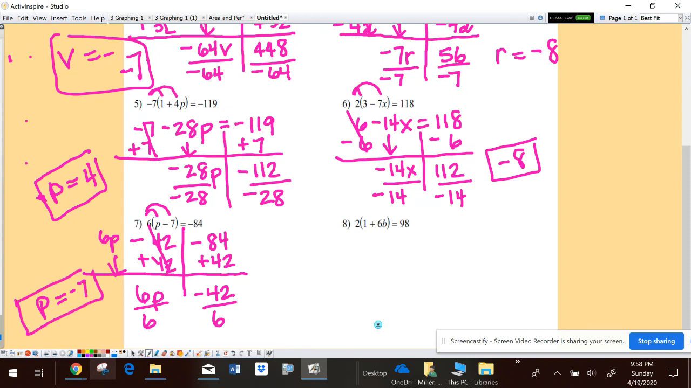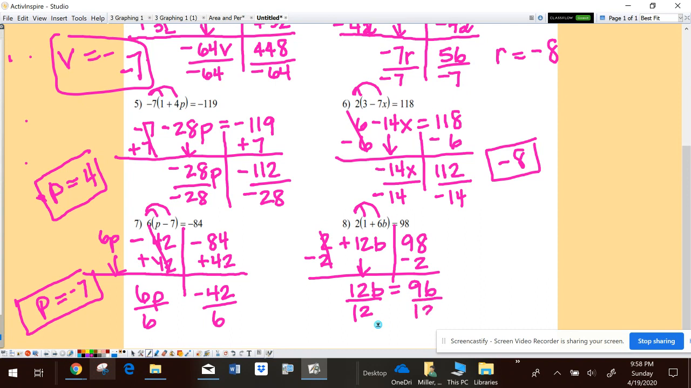All right, this last one, let's draw our arrows. And you guys see if you can solve the rest. So 2 times 1 will be 2 plus 12b. Bring down our 98. Remember, we want to subtract our number first, not our variable. We want to bring down our 12b. And then we want to divide 96 divided by 12. So our b equals 8.